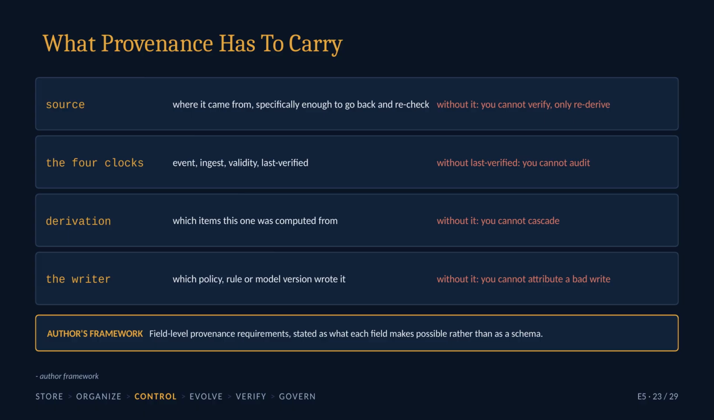Source, where it came from, specifically enough that you can go back and recheck. Without it you can only rederive, not verify. The 4 clocks, and without last verified you cannot run the audit at all. Derivation, which items this one was computed from, without it you cannot cascade, which makes the previous 5 slides unimplementable. And the writer, which policy, rule or model version produced it, without that you cannot attribute a bad write to anything, which means you cannot fix the cause, only the symptom.